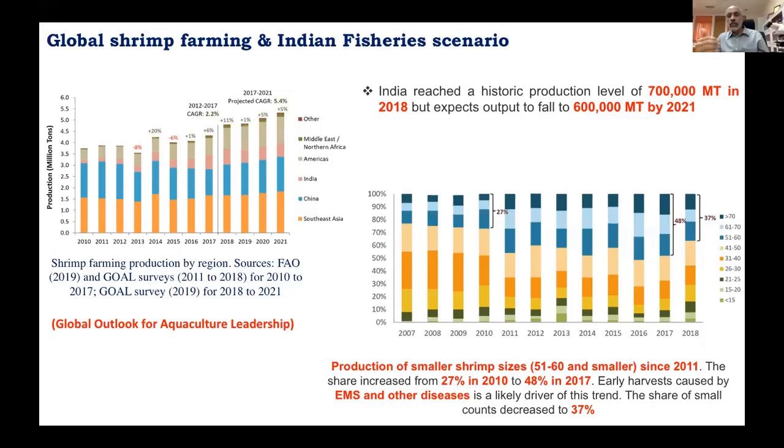That means slow growing animals have been a consistent phenomenon in shrimp aquaculture in Asia. This could be due to EMS, because early mortality can lead to early harvesting, and early harvesting can lead to the production of slow growing or small animals. However, not only because of early harvesting, but also because of slow growth and other problems, the animals have been growing very slowly. That has been a problem affecting shrimp farming since 2010.